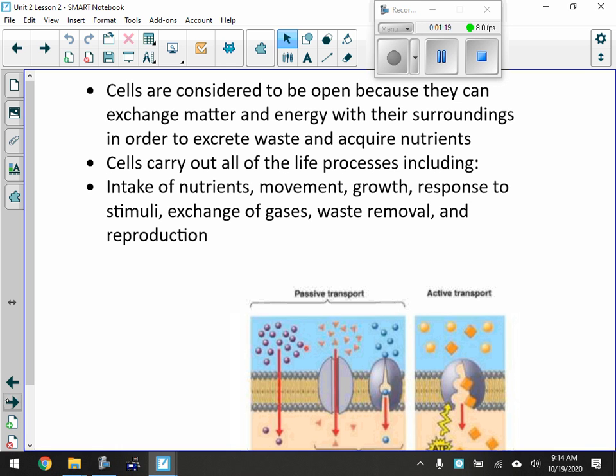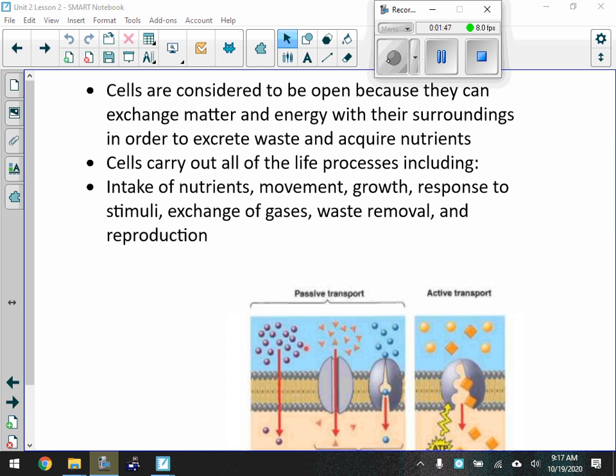Cells are considered to be open because they can exchange matter and energy with their surroundings in order to excrete waste and acquire nutrients. Cells carry out all the life processes, including the intake of nutrients, movement, growth, response to stimuli, exchange of gases, waste removal, and reproduction. Right? I'll let you copy those things there. There's quite a bit to copy.